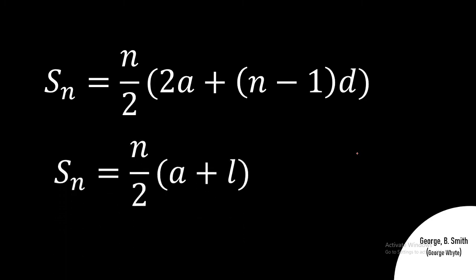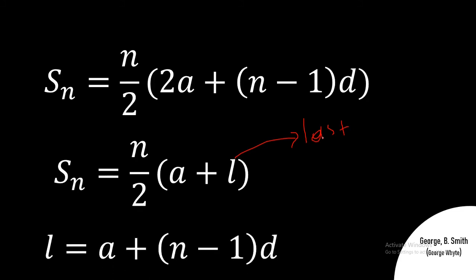But you can also use n over 2 times (a plus l). In this case, l is called the last term. What the last term simply means is the nth term of your arithmetic progression. If you look at it very well, in place of l, if I put the nth term, what I get is a plus a, which is 2a, and every other thing remains the same, which gives you back this. So that's what you call the arithmetic series and the formula.